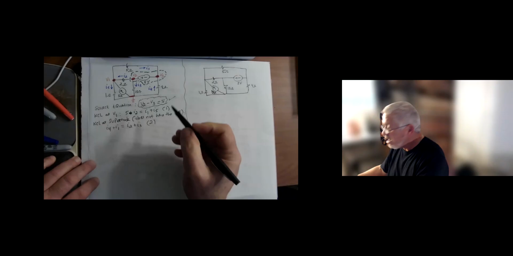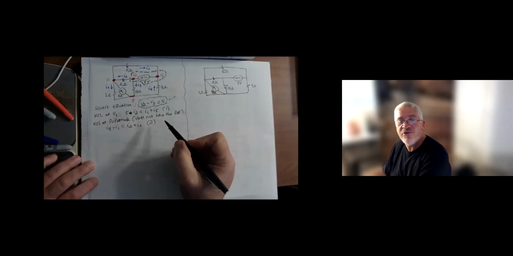Okay, so KCL at the supernode, because it doesn't have the reference. Let me look at current coming in equal to current coming out. That means I4 coming in plus I1. And then what's coming out? I get I2 plus I3. So that's equation 2.